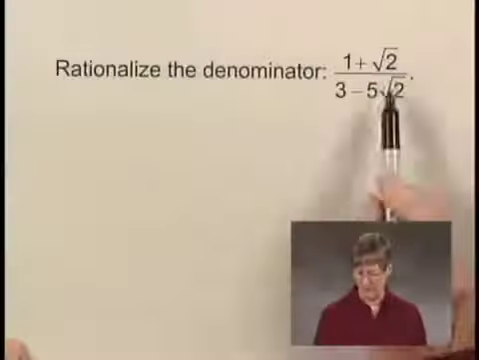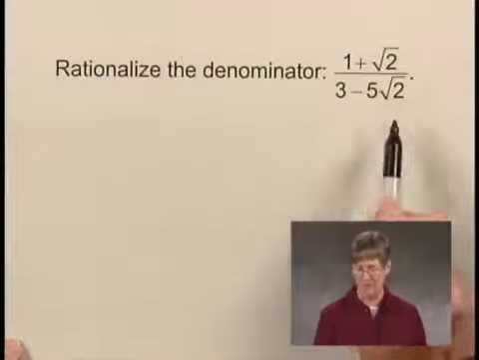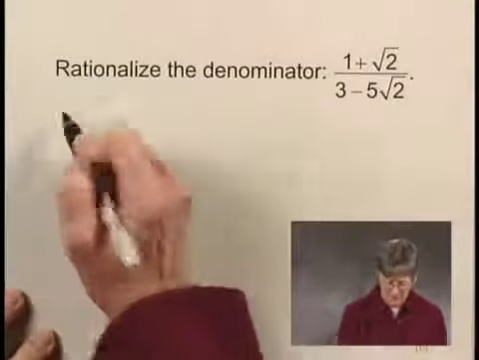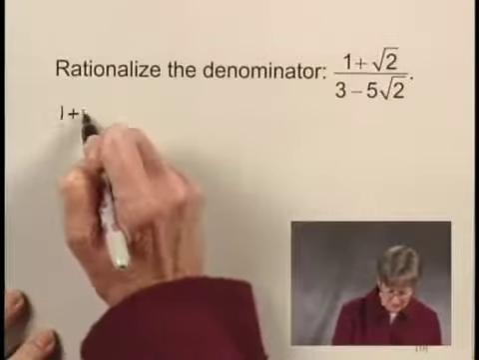In this exercise, we'll be rationalizing the denominator. And the expression that we're working with is 1 plus the square root of 2 over 3 minus 5 times the square root of 2. So let's just begin by writing that expression.